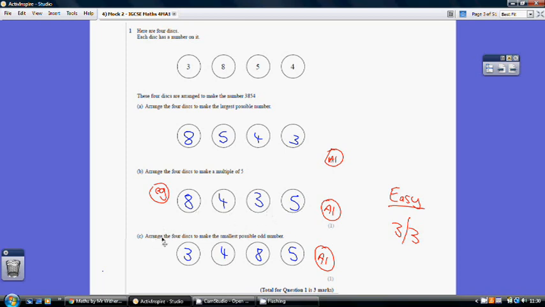Now we will need to arrange the 4 discs to make the smallest possible odd number. Well, the smallest possible number full stop would be 3458. That's going from smallest to biggest. But in order to make it odd, we're going to have an odd number on the end. So the 5 and the 8 at the end have to switch around to give us 3485.